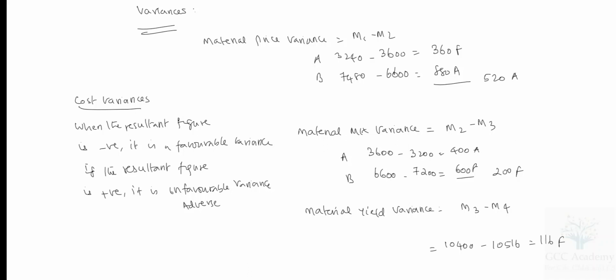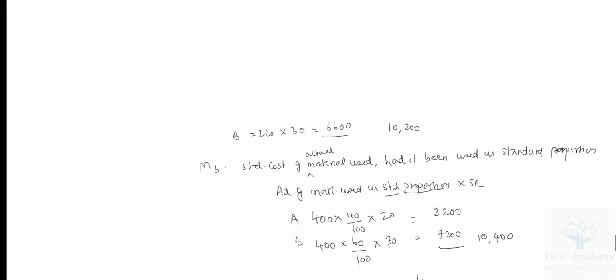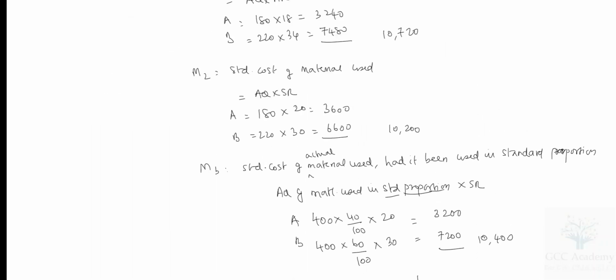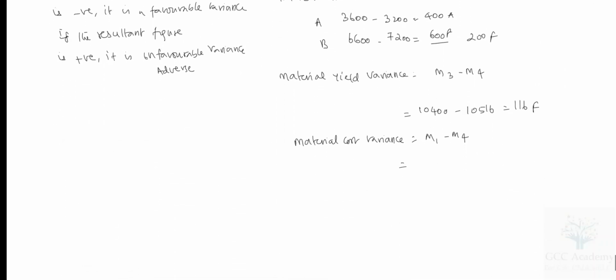Then material cost variance. The formula for material cost variance is M1 minus M4. So again here go by total. Total M1 we already got the figure as 10,720, minus M4 is 10,516. So you'll get 204 adverse.